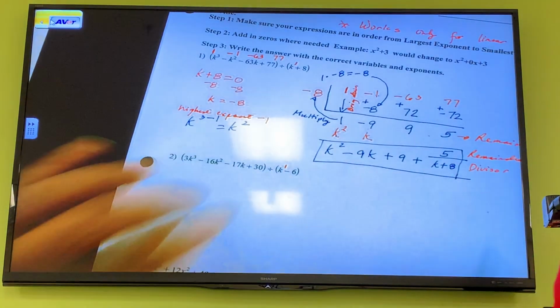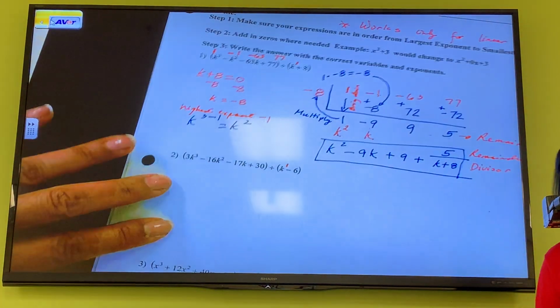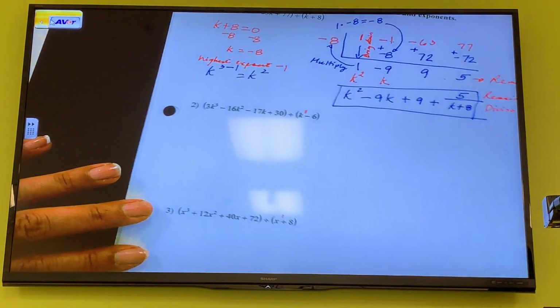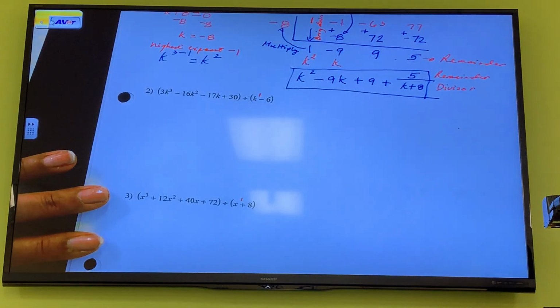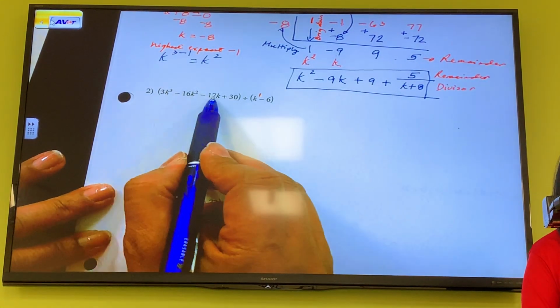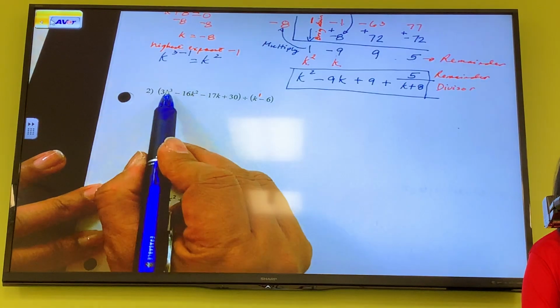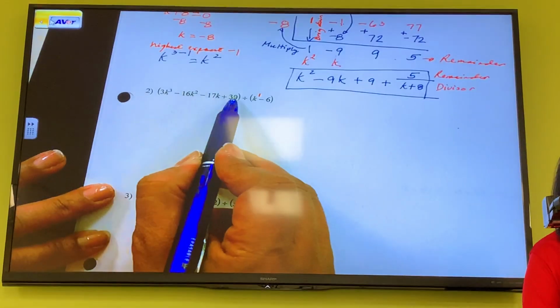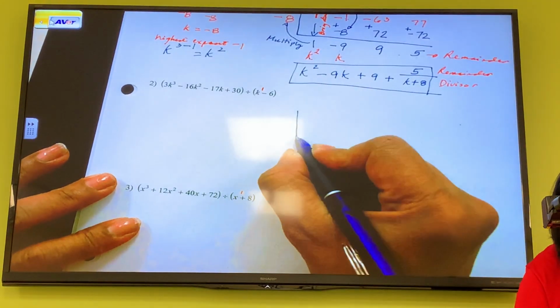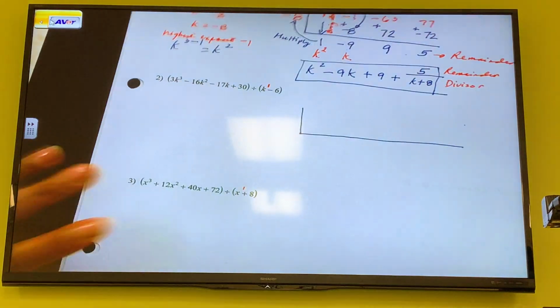Alright. Let's practice. We still have all the way to 6, so let's practice on number 2. First thing that we look at is, do we have to put zeros? Are there any missing terms? And that's 3, 2, 1, and constant, so there's none. So draw your upside down division.